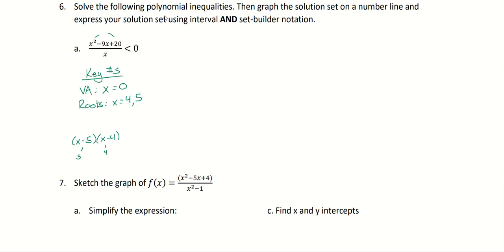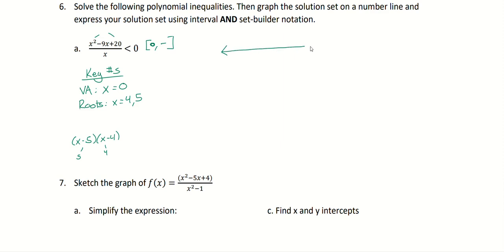Last little piece in solving this. When I say less than 0, two things come to my mind. Less than indicates that this is going to be an open circle. We're not going to be able to touch it. And less than 0 means negative. So I'm looking at points on my number line that are negative, and I'm going to connect any of them with open circles for all of them.